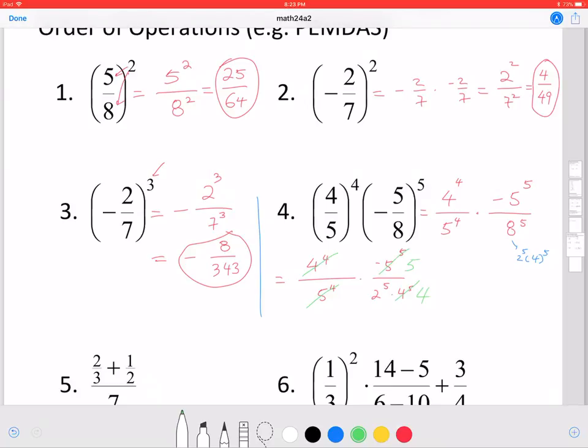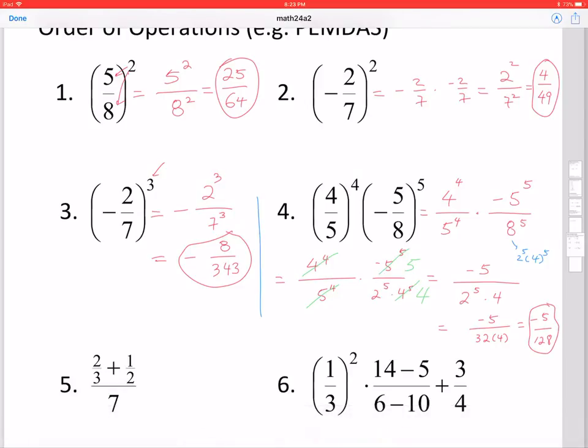Okay, looks a little ugly here, so let me clean this up. So what we have left at the top, everything is gone. 4 to the 4th power, all we have left is just negative 5. In the denominator, we have 2 to the 5th power remaining times 4. All right, so what does that equal to? We have negative 5. 2 to the 5th power is 32 times 4. So final result should be negative 5 over 128. All right, so that's the result for number 4.